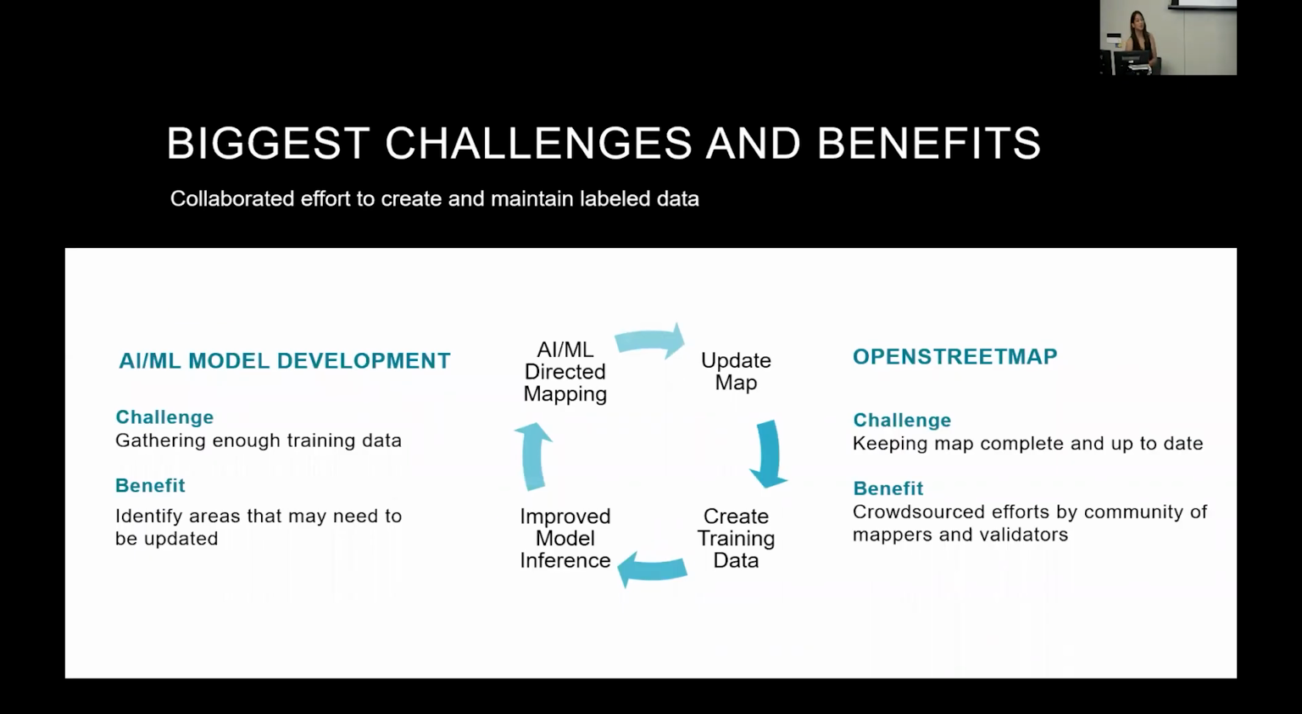So one of the biggest challenges to developing an AI/ML model is gathering enough training data. And one of the biggest challenges for OpenStreetMap is keeping the map complete and up to date. So there's this shared interest in creating and maintaining labeled data. And both of them can benefit if you're able to create training data from the map that's been updated by the community of mappers and validators. And that training data can be used to improve the model inference that can be used to direct mapping and tell people where the map needs to be updated.